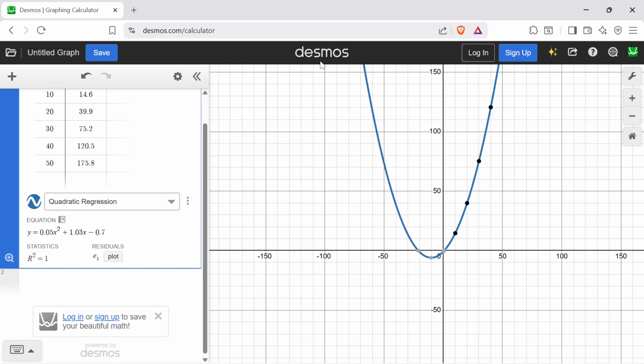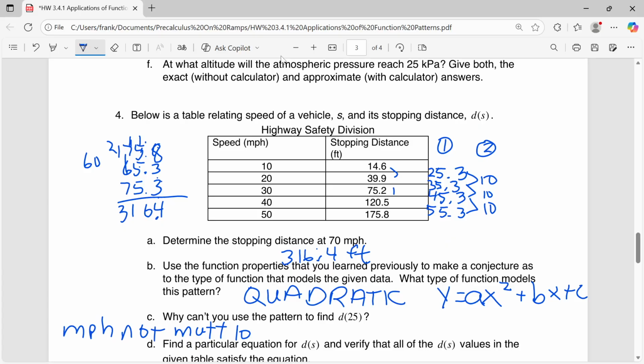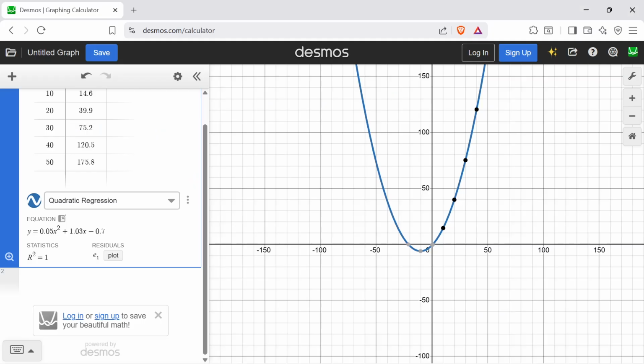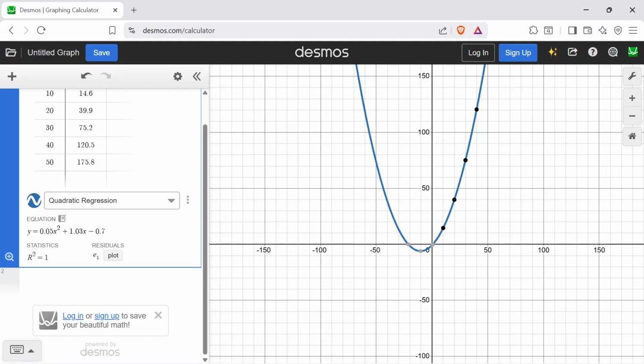In the real world, when you're using real data, you're not going to get ones most of the time. You might get 0.4 or something like that. 0.05x squared, find the particular equation. I'll put f of x equals 0.05 x squared plus, I think it was, 1.03x minus, I think that was a minus, 0.7. So there's the equation. Then I have to find when x is 25.